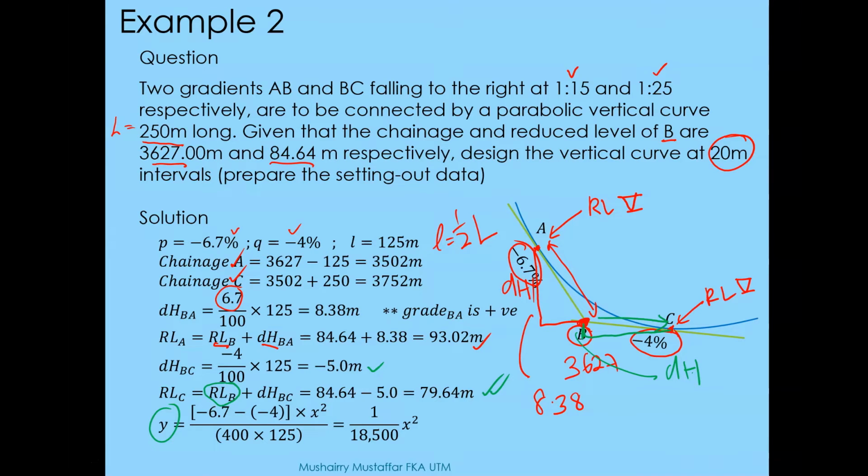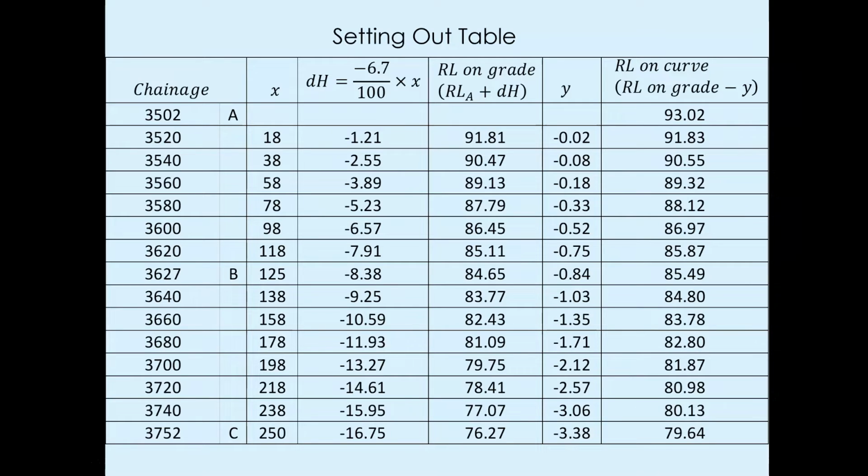So that's what you need to do before you move on to calculating the table. The next slide shows the setting out table. We're going to have chainages on your left all the way down from A, 3502, to C. It's all 20 meters, 20, 40, 60, 80, but you have to remember to put in point B in the calculation. So you might have to put one in there like that.